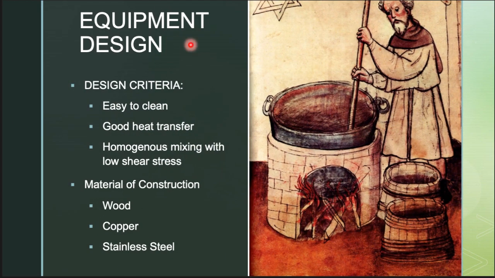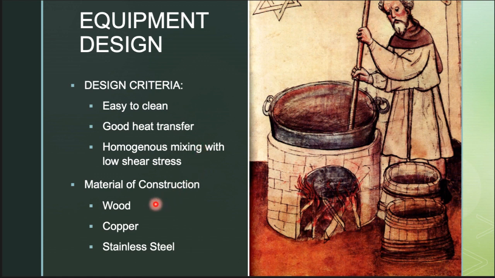When considering a mash tun, various design criteria such as ease of CIP, good heat transfer, homogeneous mixing with low shear stress, and low oxygen pickup need to be explored in addition to the financial impact. It is important for the brewer to understand the design criteria in order to validate what equipment and plant manufacturers propose to them when asking for the techno-commercial offer.